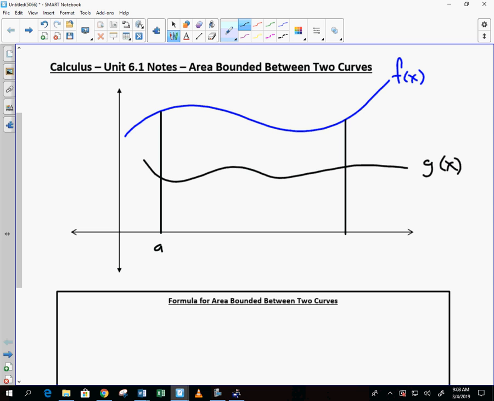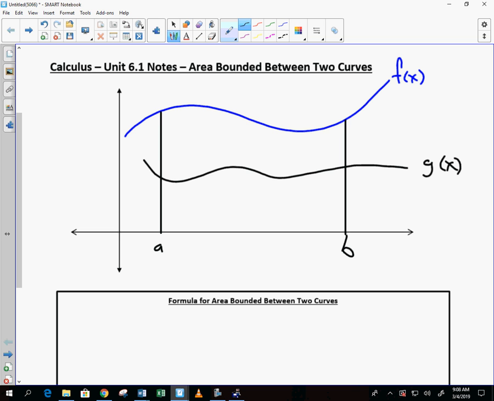So here's what we have. We have two curves, f of x and g of x. And we're going to bound them from a to b. Sorry, the smartboard is still stupid. There we go. So we're going from a to b.